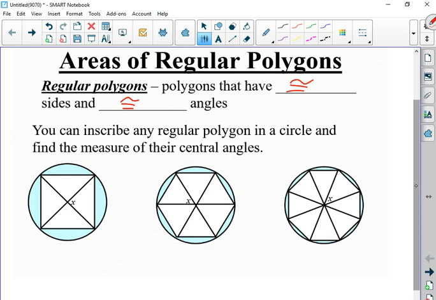Okay, so here we have a square. We have a 1, 2, 3, 4, 5, 6 hexagon, and we have a 1, 2, 3, 4, 5, 6, 7, 8 octagon. And this angle here is called the central angle.